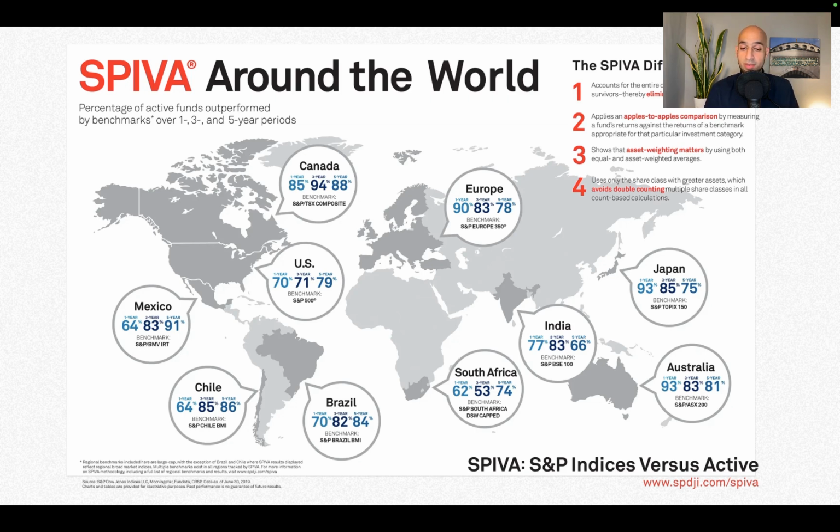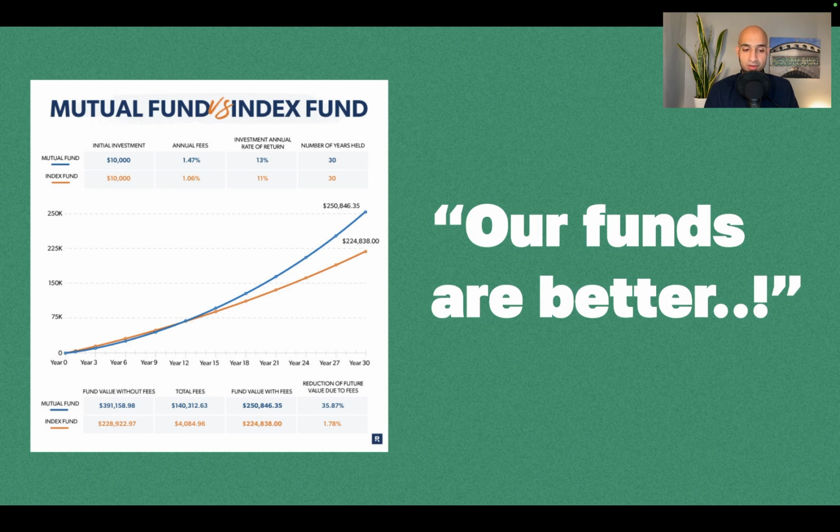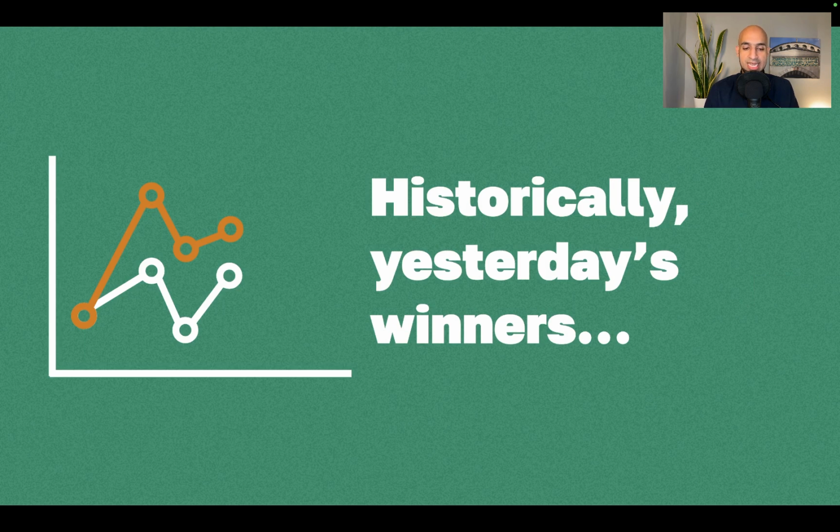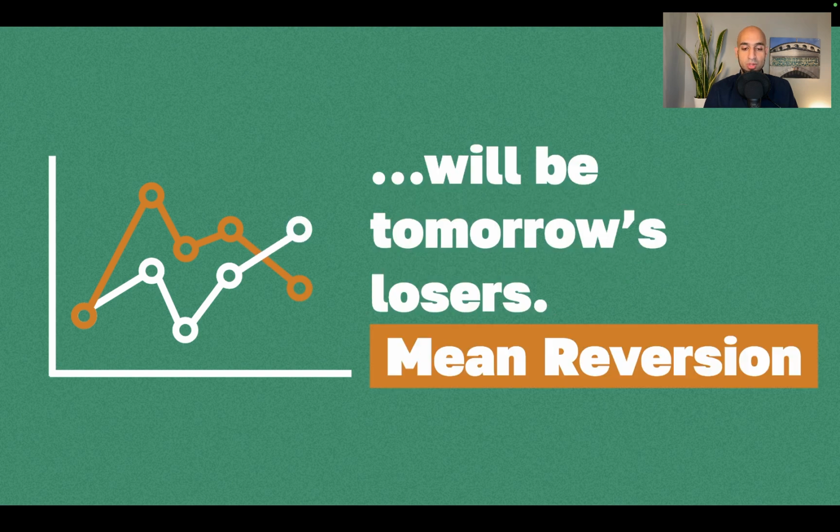Now, there will be people who will claim that their mutual funds or that their active management is better than passively investing in, let's say, an index fund. There are two things to keep in mind when you hear that. The first is that historically, yesterday's winners will be tomorrow's losers. And so even if an active manager is winning against their benchmark, they are likely to begin to lose in the future. And so if you really wanted to find a winner, you would have to look through the large number of losers to find a future winner.